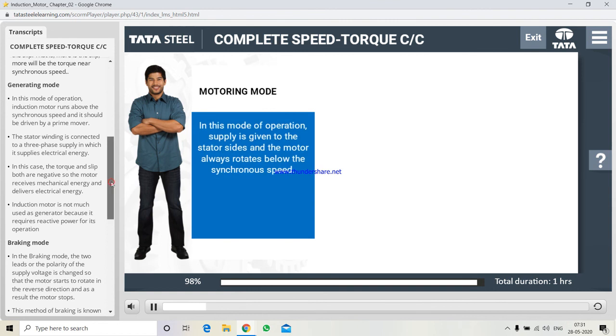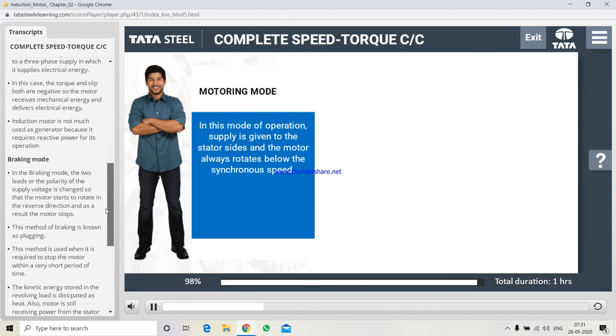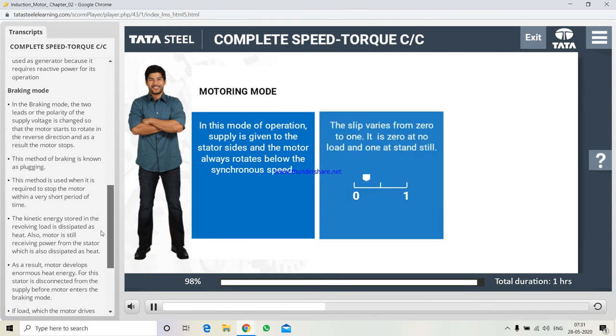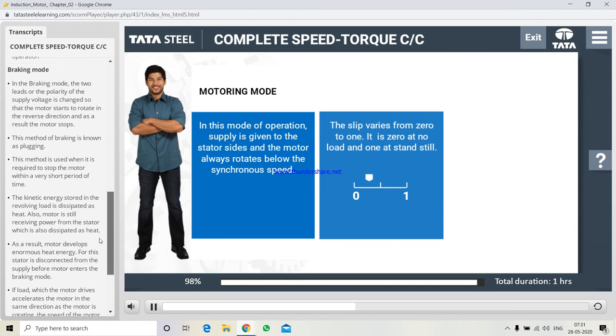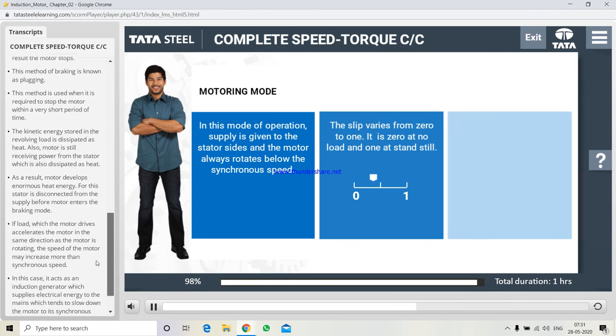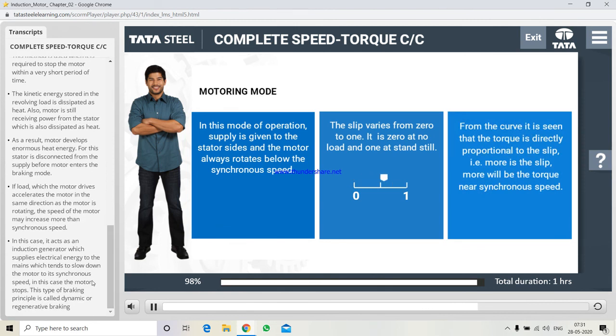In this mode of operation, supply is given to the stator side and the motor always rotates below the synchronous speed. The slip varies from 0 to 1. It is 0 at no load and 1 at standstill. From the curve, it is seen that the torque is directly proportional to the slip. That is, the more the slip, the more the torque near synchronous speed.